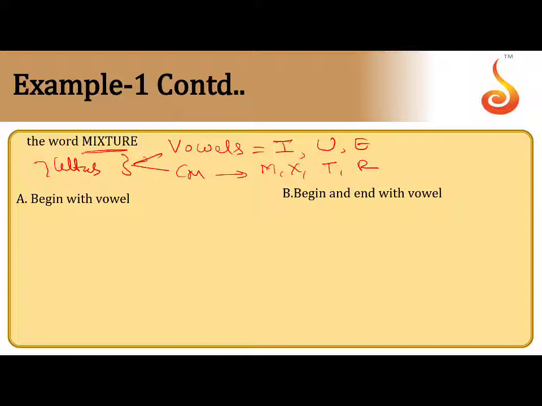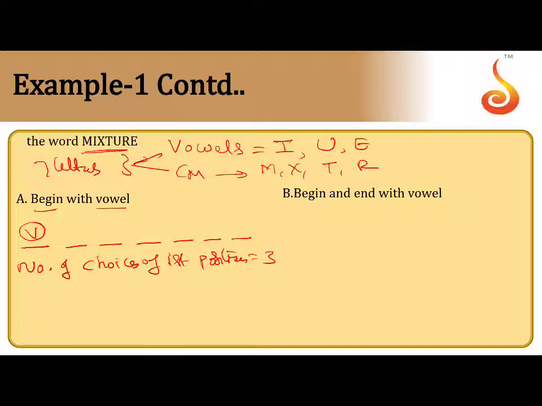Now we have to form 7-letter words which begin with a vowel. Begin with a vowel means, positions 1, 2, 3, 4, 5, 6, 7, the first position must be a vowel. How many choices for the first position? There are 3 choices for the first position. Here repetition is allowed. So the first position has 3 choices, and repetition is allowed for the number of choices of the remaining 6 positions.